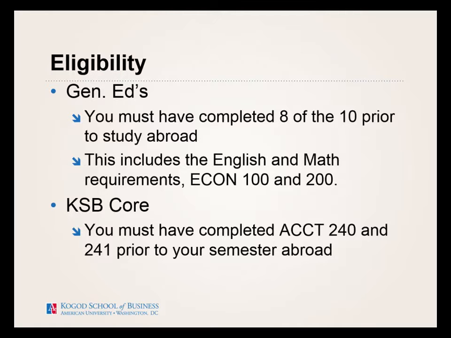You must have a minimum 2.75 GPA, but please note that GPA requirements may vary by program, and some programs require a higher GPA. It's also important to note that you need to have completed all of these requirements, including the completion of Accounting 240 and 241 prior to your semester studying abroad, not before you apply for the program.